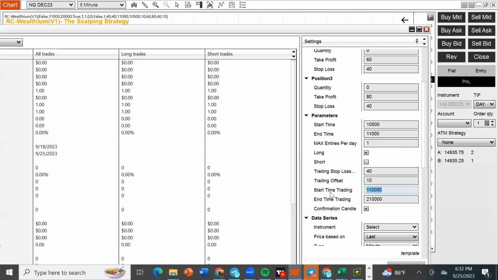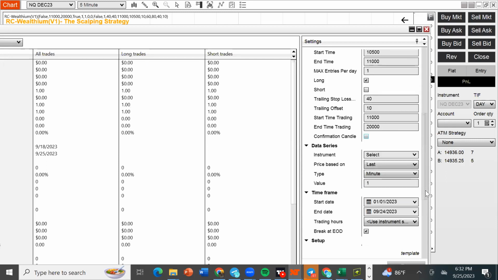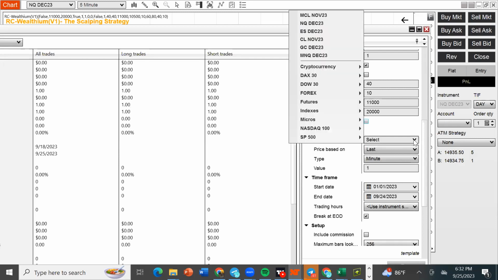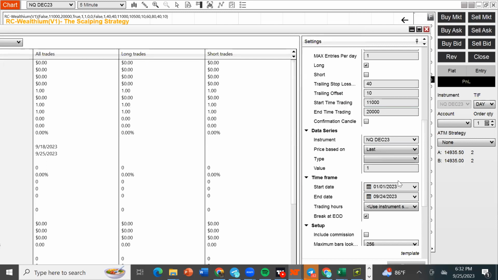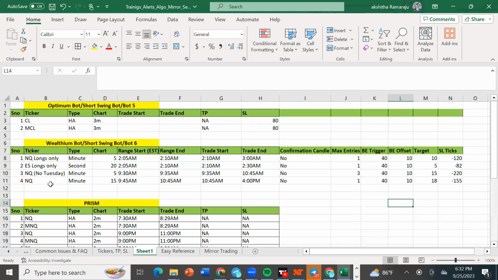Trading time, actual trading time is 1:10:00. We don't need a confirmation candle, right? And what is the ticker we want? We can use NQ or MNQ. And we are using 5 minute normal candle. We are not doing Heiken. We are going with 5 minute candle, right? So NQ long only 5 minutes. All these fields we basically entered in the backtesting.